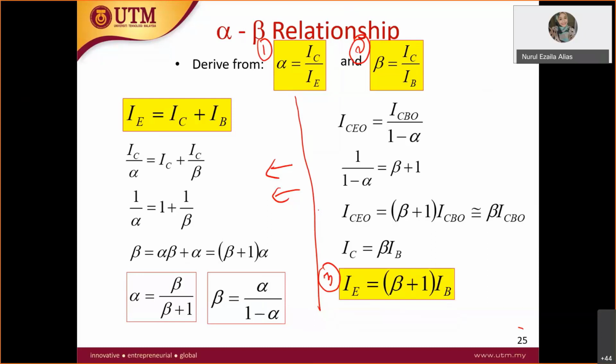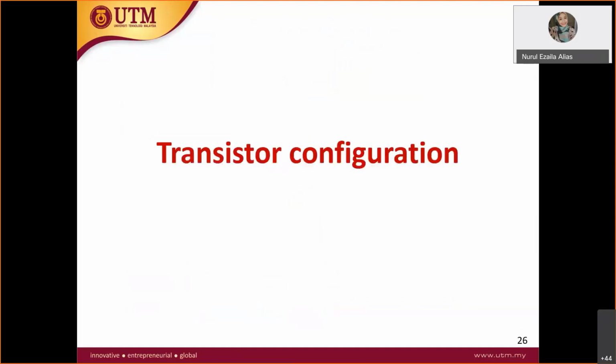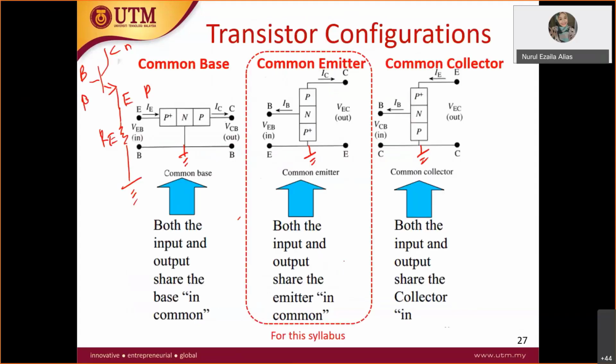Beta is the gain value. In every BJT transistor specification sheet, it has a beta value, so it depends, but usually the beta value will be given. Beta is the gain value where it amplifies the input signal of your BJT. Other than that, you need to know this formula: IE is equal to beta plus 1 times IB. For the transistor configuration, we have done this.